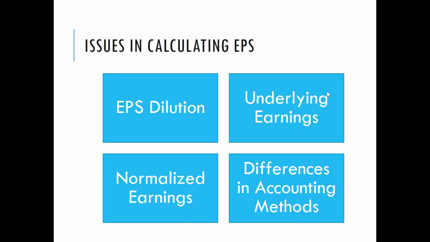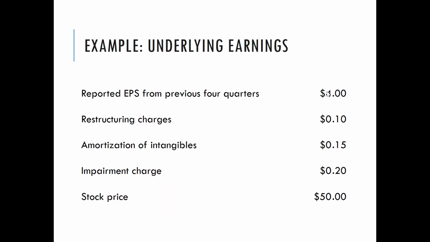So we have the example of underlying earnings, and what does underlying earnings mean? Well, underlying earnings just means that you're trying to figure out the true permanent value of the earnings. Just because in this particular example the earnings per share for the previous 4 quarters is $4 per share, doesn't mean that you need to use that $4 in an actual multiple.